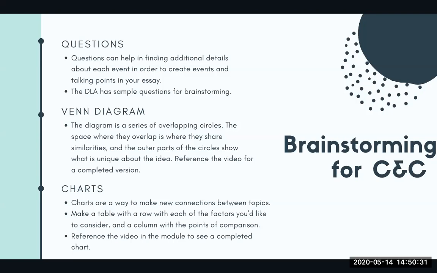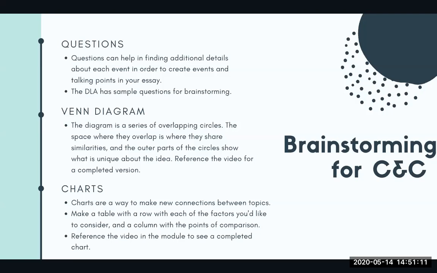So you're going to make a table with a row of each of the factors you'd like to consider, and then a column with the points of comparison. So in the row, you're going to be including things like what do you want to look at when you're comparing, and then the column is going to be the different things that you're comparing. And of course you can always reference back to the video to see a completed version, and then you can base your model off of that.